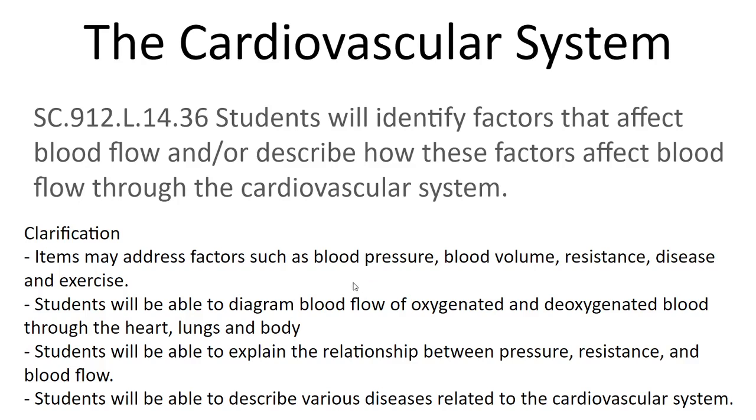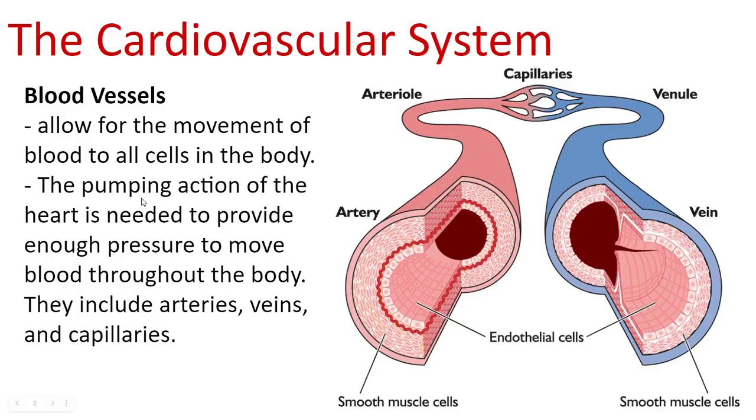In addition to that, it includes factors that affect how blood moves around, such as pressure, blood volume, resistance, and then disease and exercise. And speaking of disease, we are going to be talking about one or two diseases that can affect blood flow. We need to be able to look at a diagram of the blood as it flows through the body and decide where is oxygen and where isn't. And then, just basically understand quite a bit about things like this.